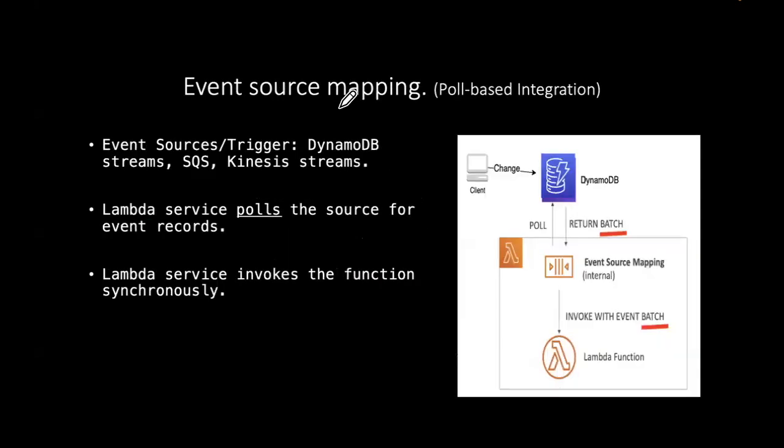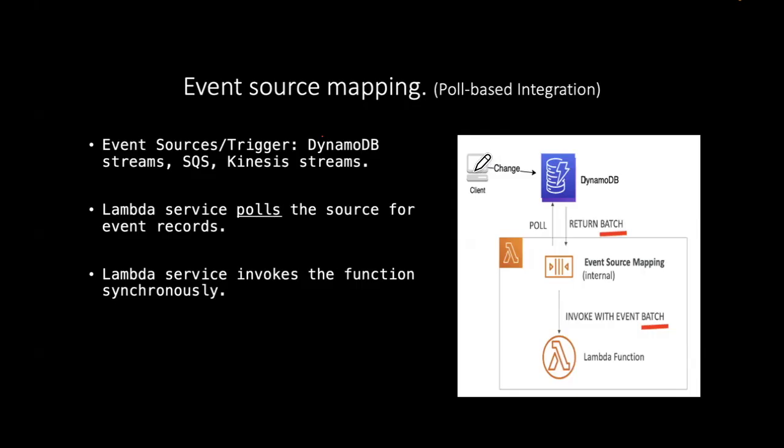The third model, so there are 3 models: the synchronous model, the asynchronous model. The third model has kind of a funny name, event source mapping. Think of it more as, this is a better name, poll-based integration. And the services that use that, for example, this is the one that we could relate to slightly more than the other ones, DynamoDB streams.